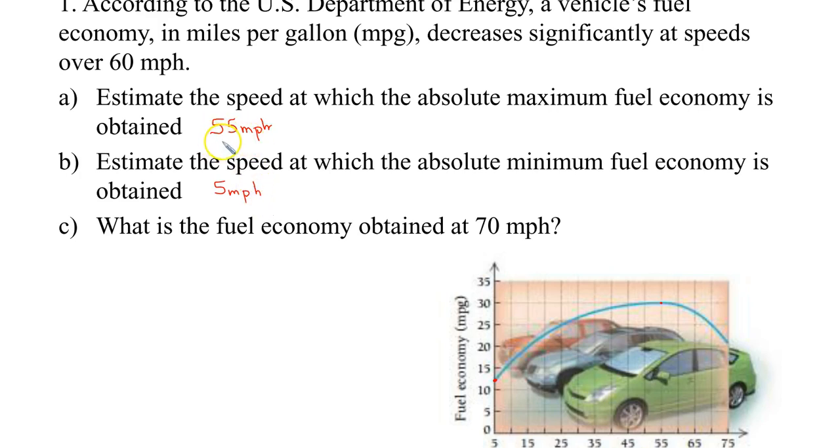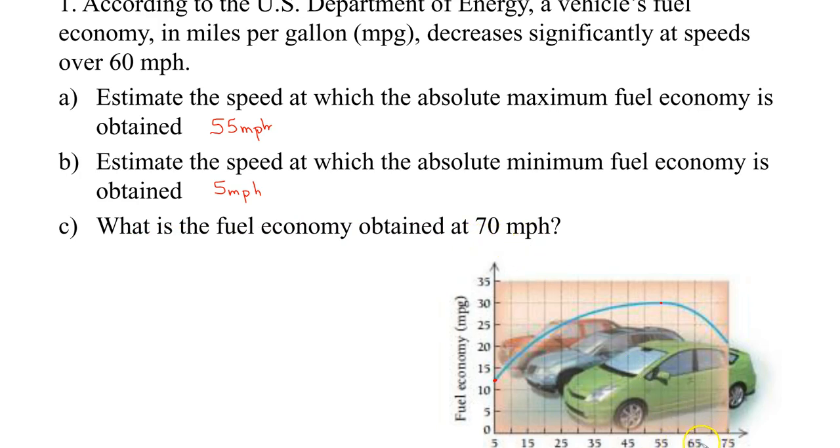But at about 55 miles per hour, according to this graph, we're going to have pretty good fuel economy. You go too fast, your fuel economy definitely goes down. So the last part of this says, what is the fuel economy obtained at 70 miles per hour? So we're really kind of looking at reading graphs here.